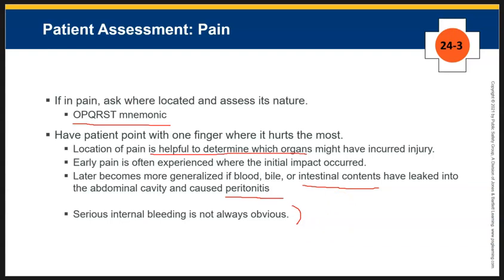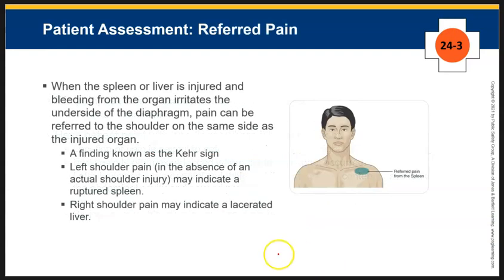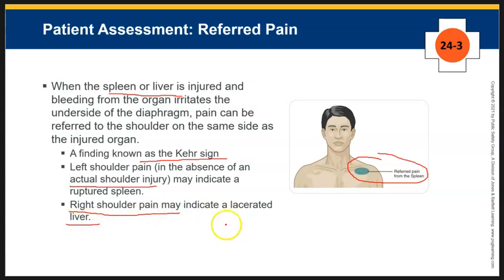Part of our OPQRST mnemonic device also is the idea of radiation, or in the case of spleen or liver injury, referral. We may get pain that irritates the underside of the diaphragm and therefore radiates or is referred to the upper left shoulder. This is a finding known as Kehr's sign. Left shoulder pain in the absence of an actual shoulder injury could indicate a ruptured spleen. Consequently, right shoulder pain may indicate a lacerated liver.